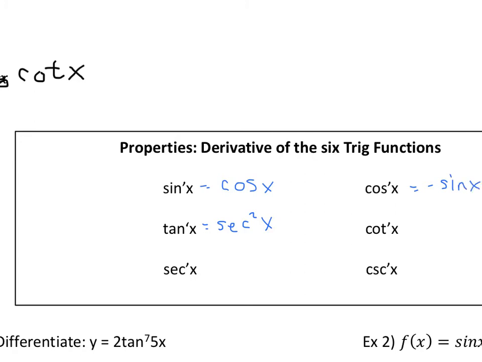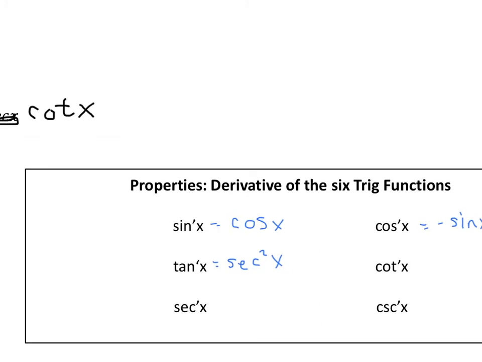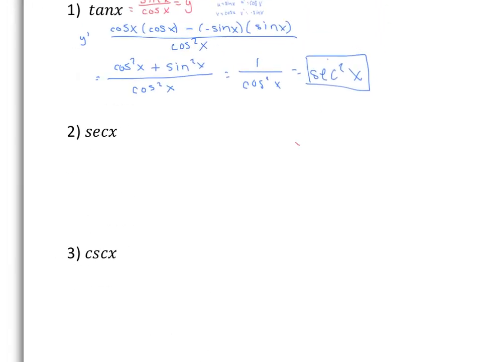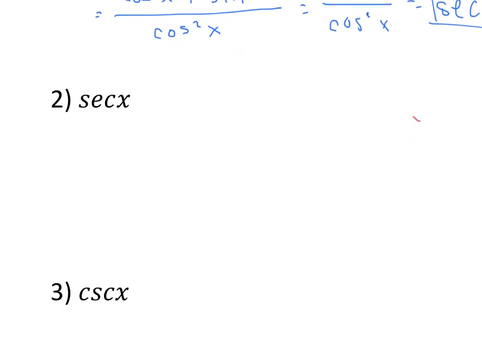Okay, so let's scroll up now, and I'm going to do secant with you guys and then leave you to do the other ones. For secant, hopefully you remember that secant of x is the same as 1 over cosine of x. Now, you might be thinking to yourself, I can just make it a negative 1 exponent and be done, and you can, but let's do it using the quotient rule, okay?